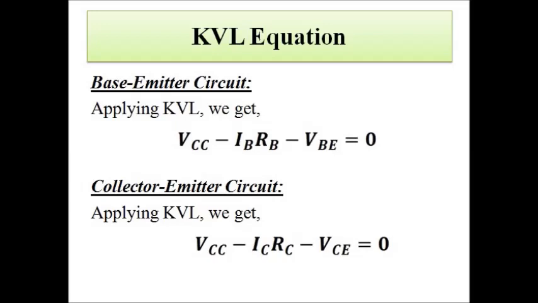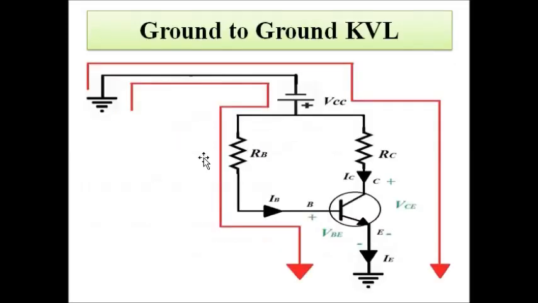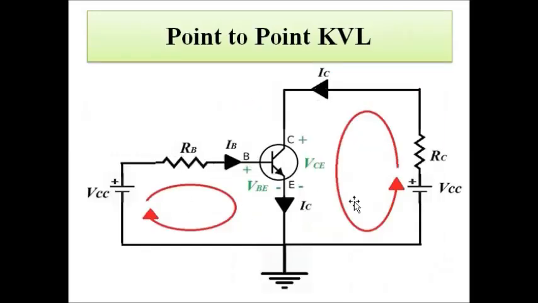So that is important. Here we have discussed the various ways in which KVL can be applied in a circuit depending upon the various representations of the circuit. We have two ways in which we can apply KVL: the ground to ground KVL for this type of circuit representation and point to point KVL for this type of circuit representation.